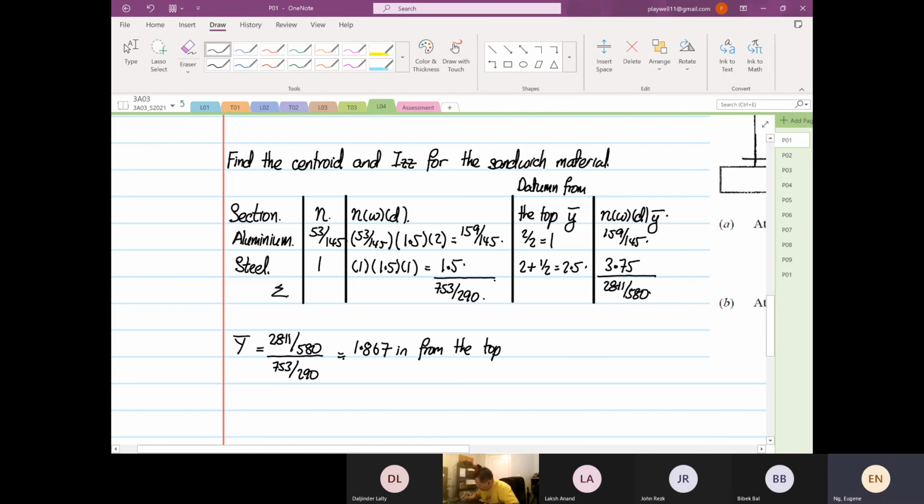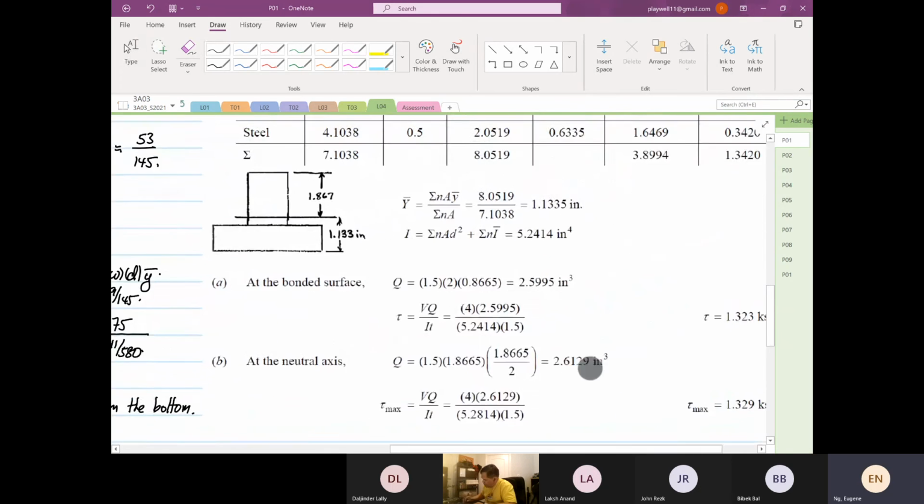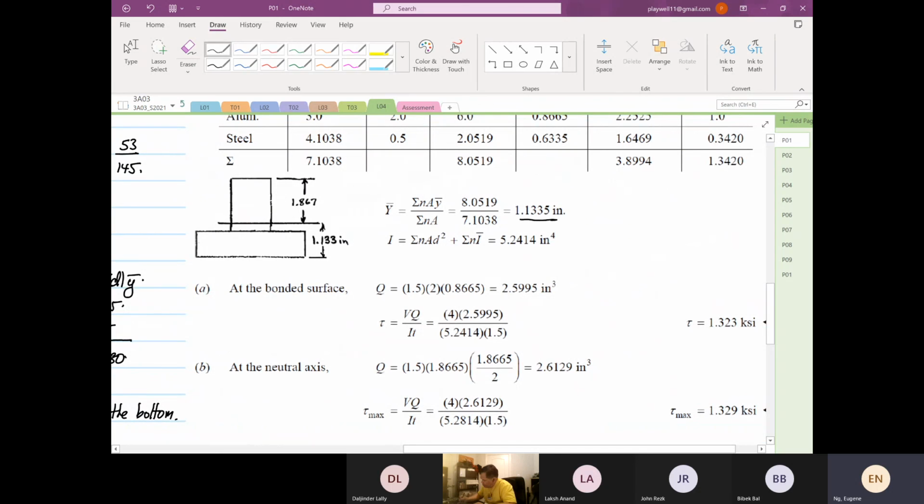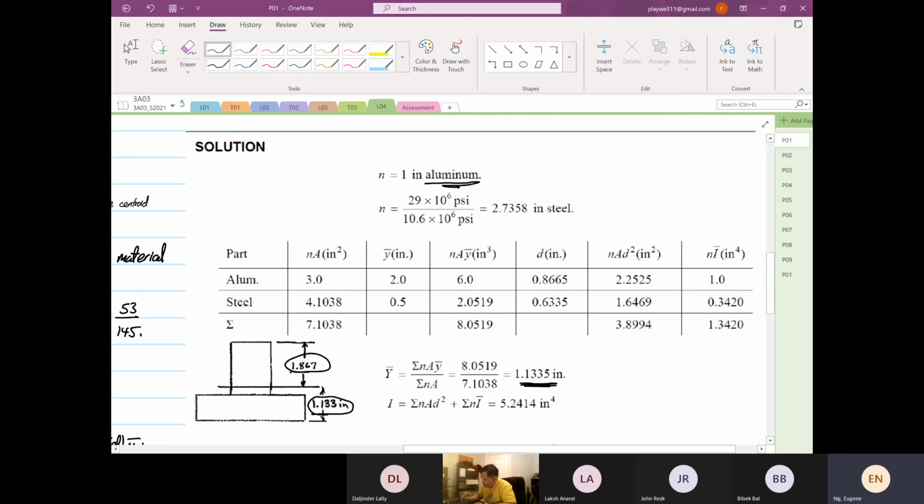So 3 minus 1.867 is 1.133 inches from the bottom. If we look at the solution, what is theirs? It's the same. Can you see here? This is from the bottom, 1.133, 1.867. As I said, their reference material is different from ours; theirs is aluminum.